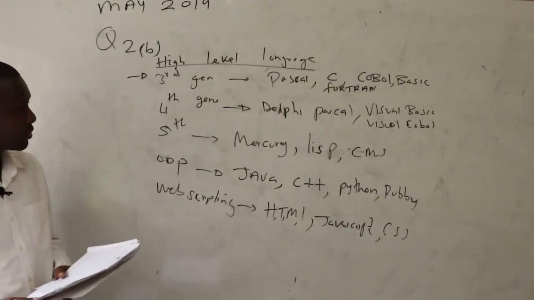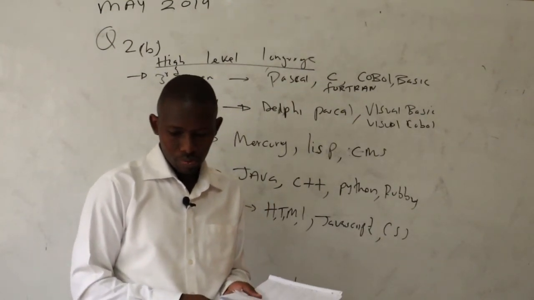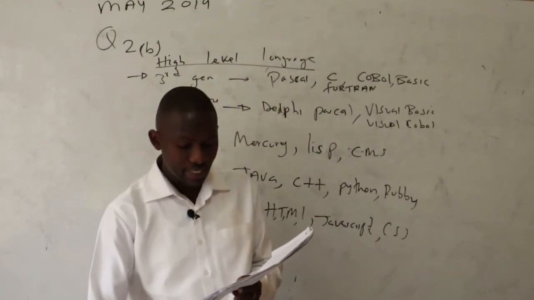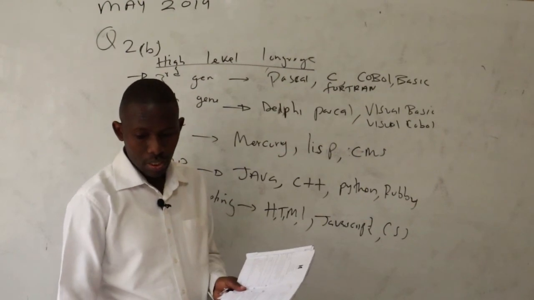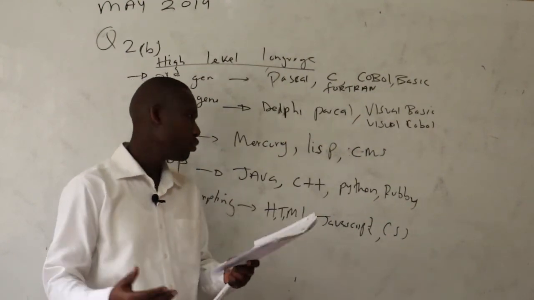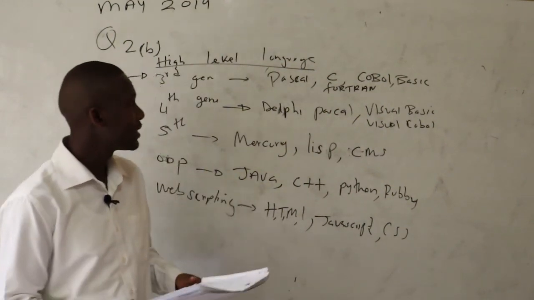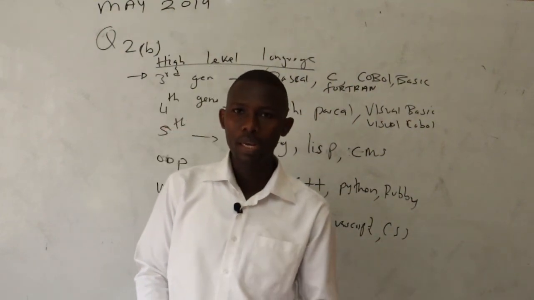So out of these languages, you are supposed to choose just two. You are supposed to just answer two. Since you are told to identify examples, you just need to identify two of these languages. That's how you are supposed to answer the two questions relating to programming languages.